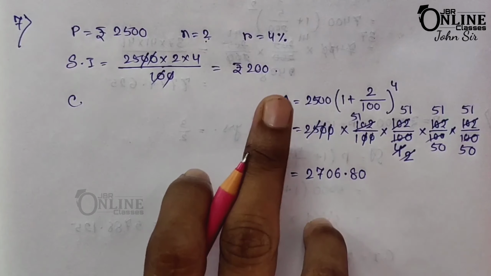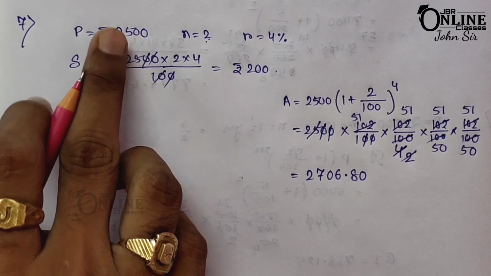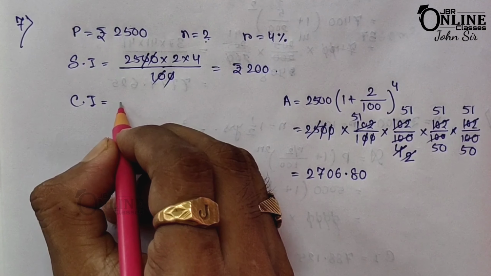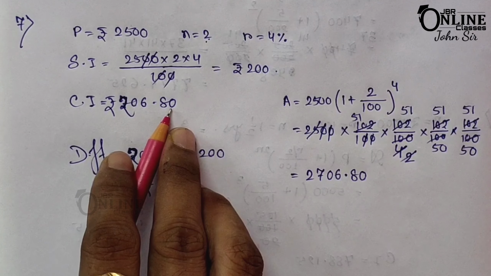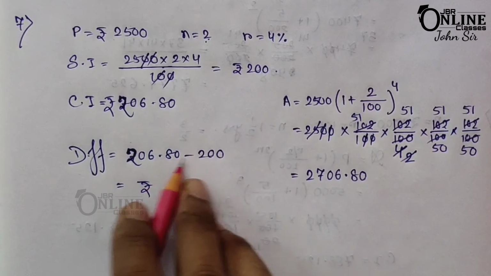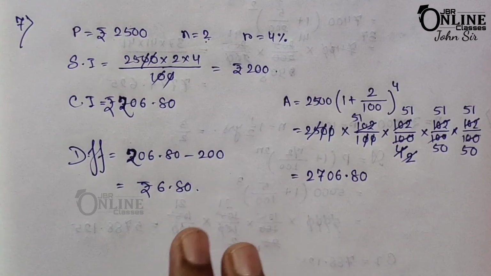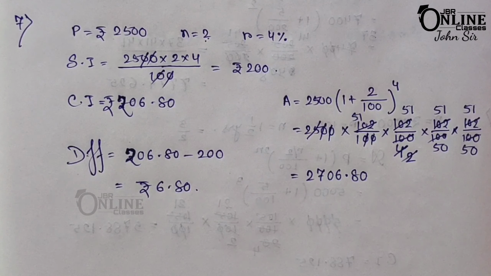So 2706.80 is your amount. Now you have to find out compound interest. So you have to subtract this one from this one. So it will be now 206.80. Now difference will be 206.80 minus 200, and that equals rupees 6.80 is your answer.